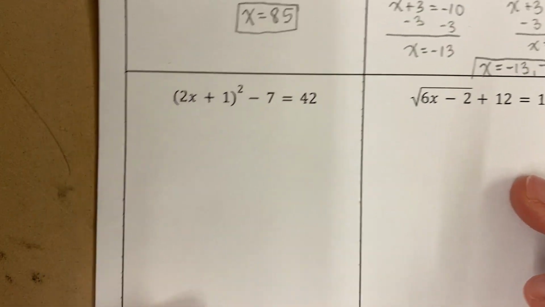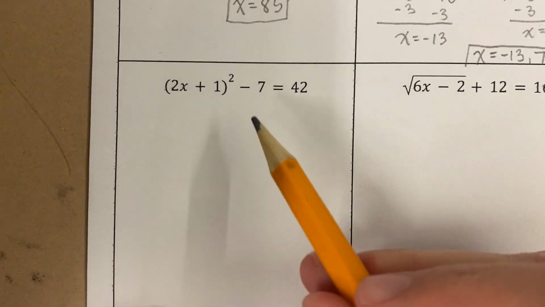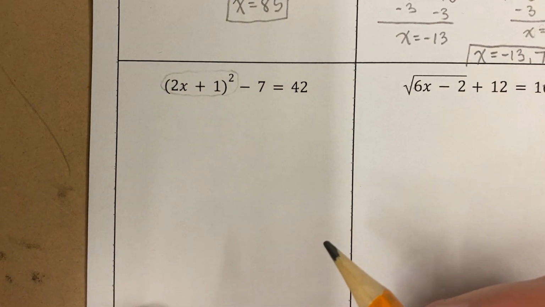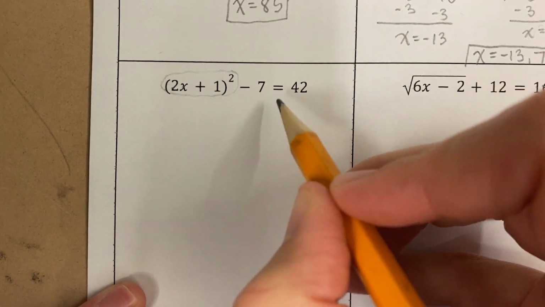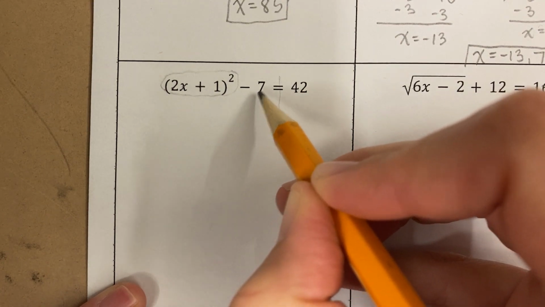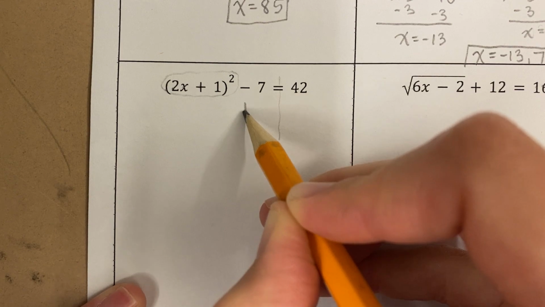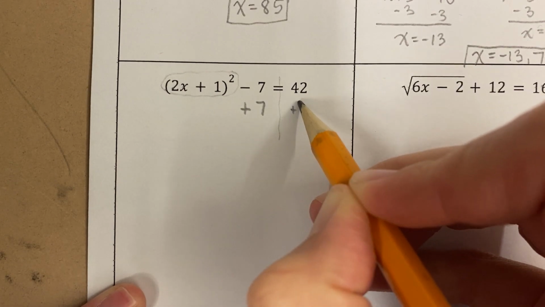Let's come down here. What I notice here is that this piece that's being squared is not by itself. Not yet. It's not on one side of the equal sign by itself yet, right? Here's the equal sign. So the first thing I need to do is get rid of this minus 7 and move it over before I can square root to get rid of the squared. So I'm going to do plus 7.